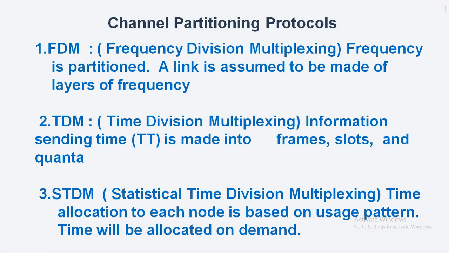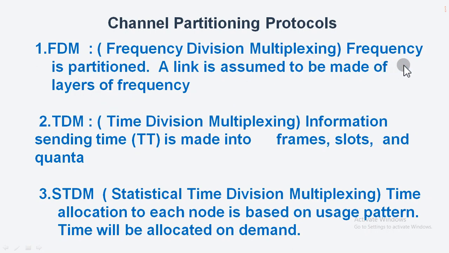Channel partitioning protocols have been discussed already in the first few tutorials, particularly in the first chapter, the introduction to computer networks. I think in the second tutorial this was elaborated. A channel can be partitioned in three ways: frequency division multiplexing, time division multiplexing, and statistical time division multiplexing. For a recall and for the sake of completeness, we will just mention them again.